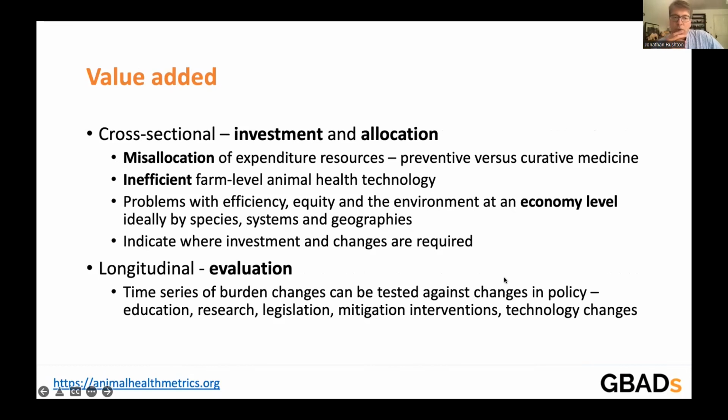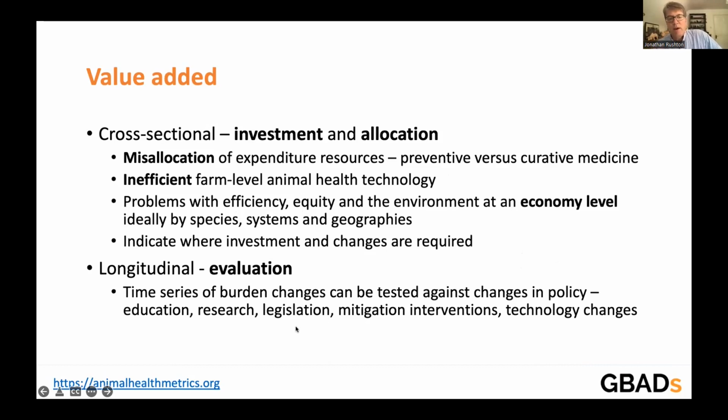And the value that we believe we're adding to this, if we do a cross-sectional study of the burden of disease, is that we can start to think more carefully about misallocation of expenditure. Are we getting the balance between preventive and curative medicine right? I know the mantra is that prevention is better than cure, but that's not always applied in general senses. So we have to understand whether we're getting that balance right. Do we have inefficient use of animal health technologies at farm level? And what's the efficiency, equity, and environmental impacts at the economy-wide level?